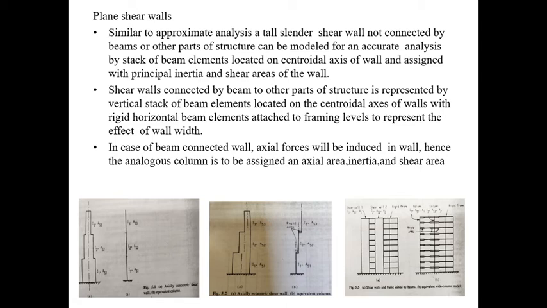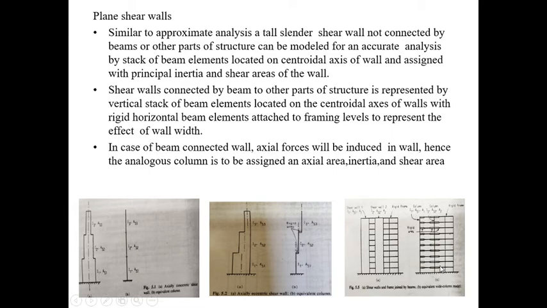The next is, in case of the beams which are connected with the wall, the axial forces will be induced in the wall. Here we can see a shear wall is there, and in case beams are connected with it, in that case the axial forces will be present in the wall, and hence the analogous column is to be assigned an axial area, inertia and the shear area.